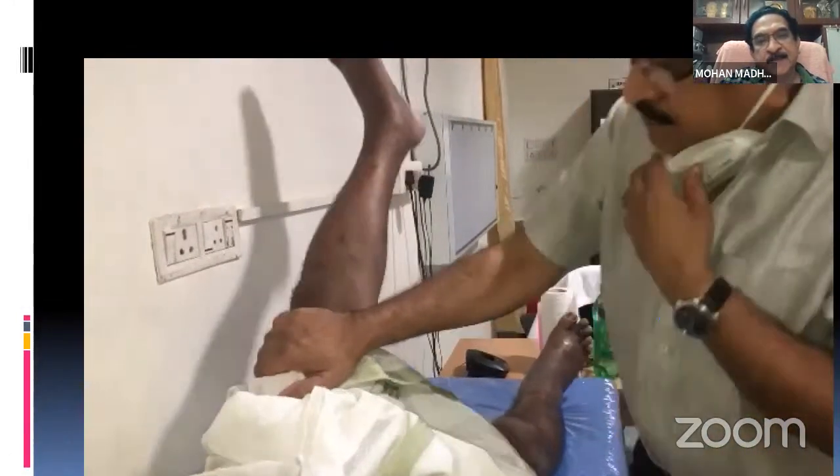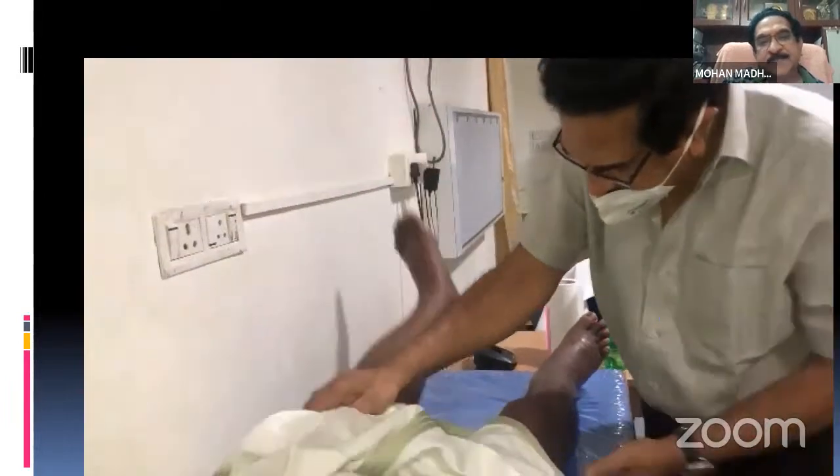Quadriceps normal. Both muscles are a little weak.